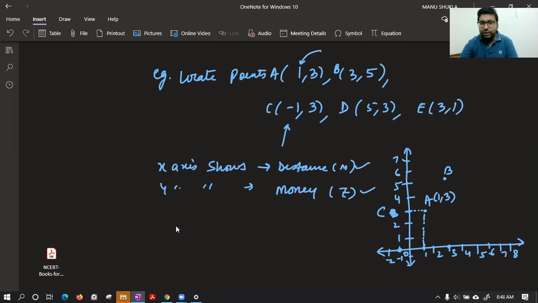Now, the fourth point is 5 comma 3. So 5 on x-axis, 3 on y-axis, it will be somewhere here, the point D. Location of points, you will learn in class 9th also, but I gave you an idea in this class so that it will be easy for you to understand in that class. Point E is 3 comma 1. So 3 is here, 1 is here. This is point E. So this was the total concept of locating points. Yes, class? Is it clear? Shall we proceed to the questions?